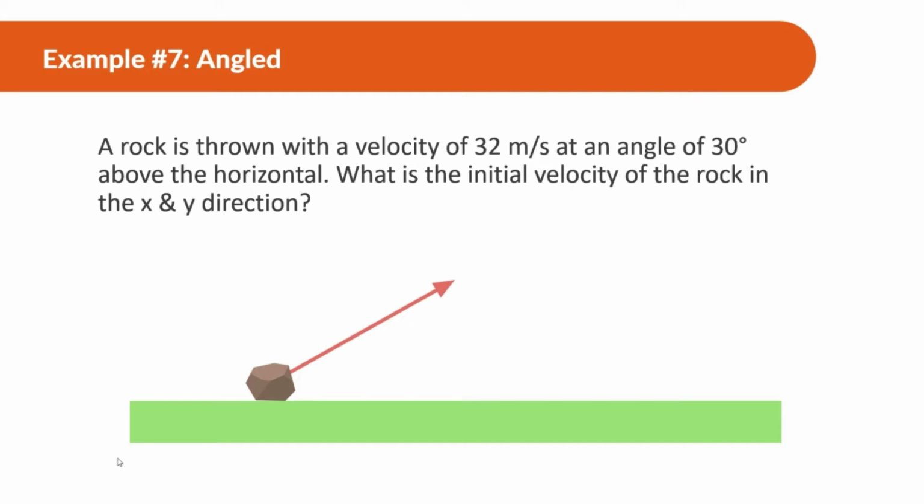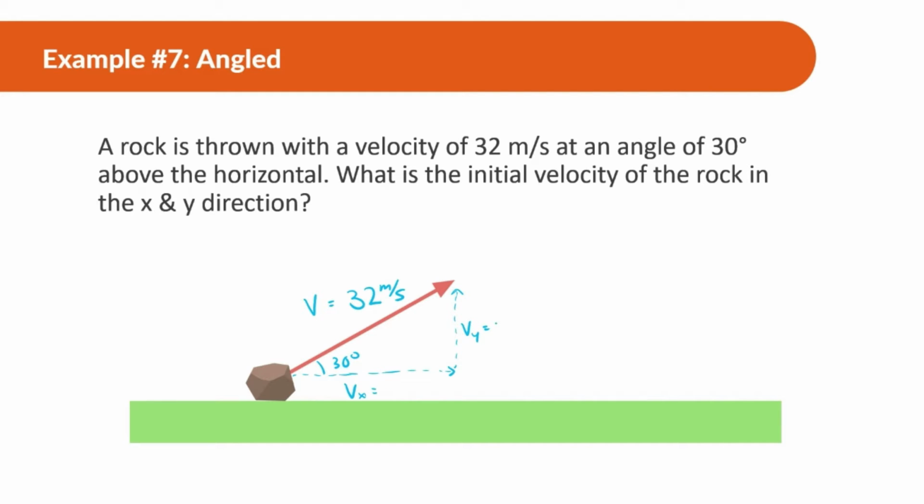A rock is thrown with a velocity of 32 meters per second and an angle of 30 degrees above the horizontal. What is the initial velocity of the rock in the x and y direction? When it says it's thrown with a velocity of 32 meters per second at an angle, that means the angled part, the hypotenuse, is that speed, 32 meters per second, and this angle here is 30 degrees. There are two components to this hypotenuse, the x and the y. Since this is the velocity, thrown at 32, we can find the velocity in the x and the velocity here in the y.